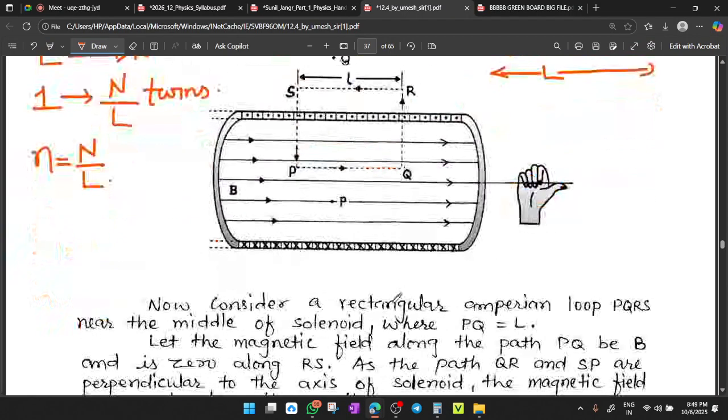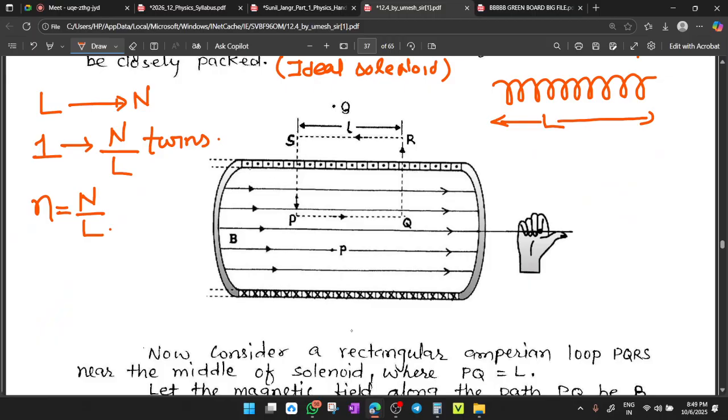Now, this is a solenoid, and here it is like this. Try to understand. Current is coming outward from this loop. Here the current is coming outward, and from here the current is going inward. Clear? So the dot means current coming outward, and the cross means current going inward. You see here, at the upper side the current is coming outward, and here it is going inward.